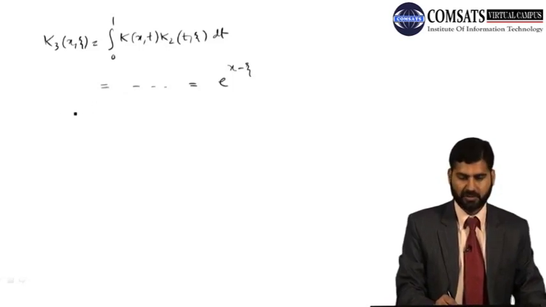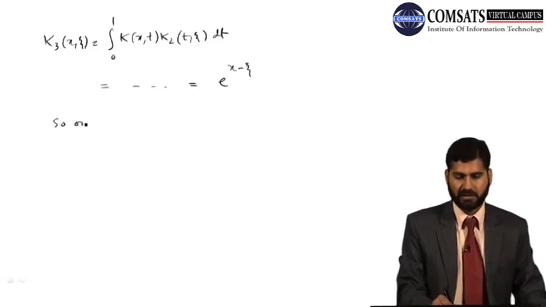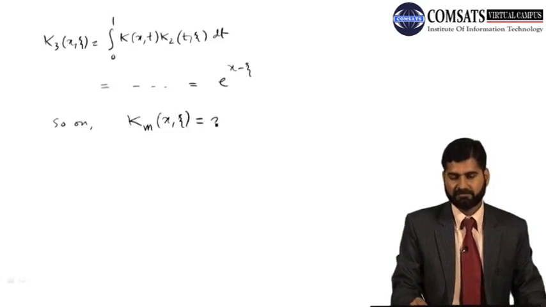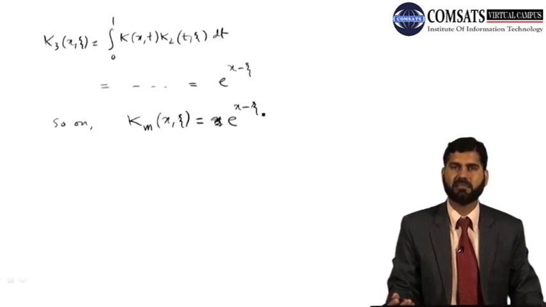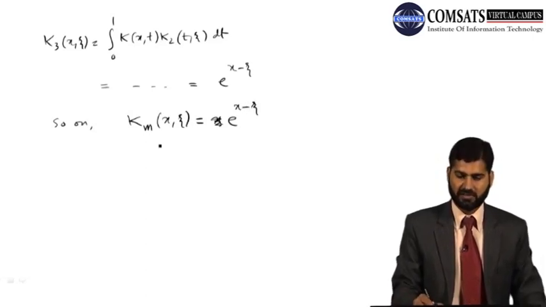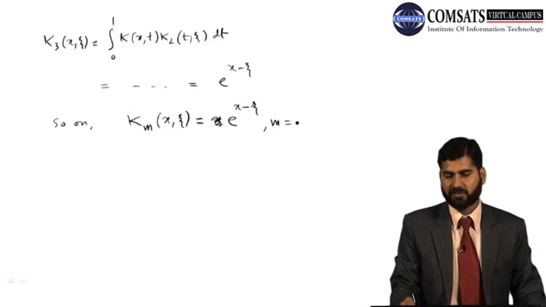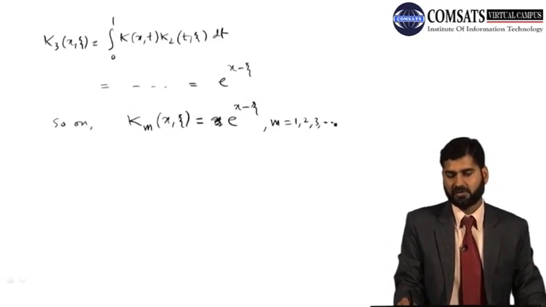All right. So on. If we generalize, what will be our Km(x, xi)? This will be the same, e to the x minus xi. I'm getting the same kernel back. So this is what we got for all m going from 1, 2, 3, and so on.